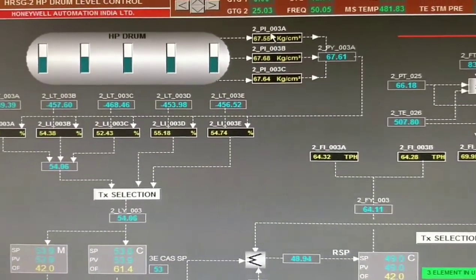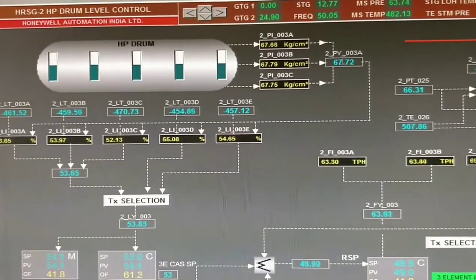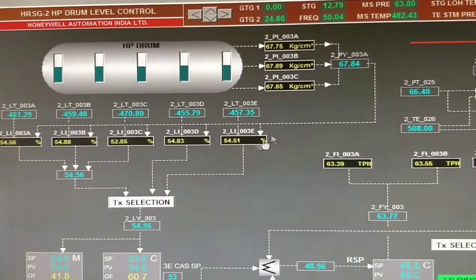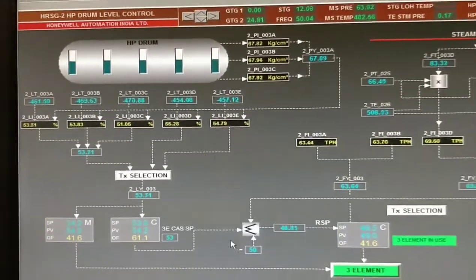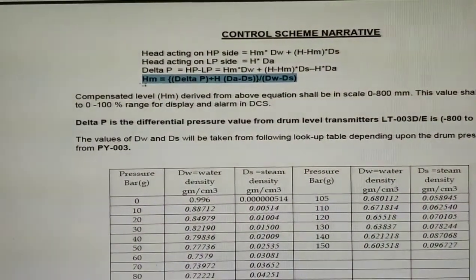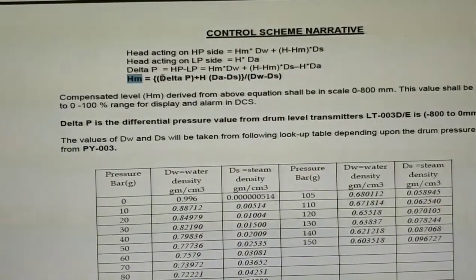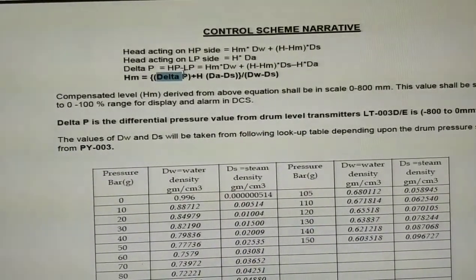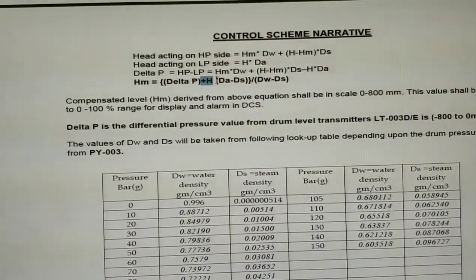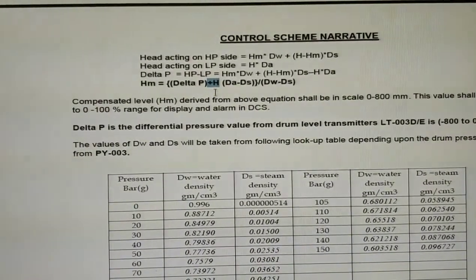Here the average of these 3 pressure transmitters is calculated, and the average goes into a calculation block for the density compensation. Now I will show you the density compensation formula. HM is the compensated drum level. Delta P is the differential pressure from the transmitter. H is the height of measurement, which is 800, the tapping difference between the lower tapping and upper tapping.